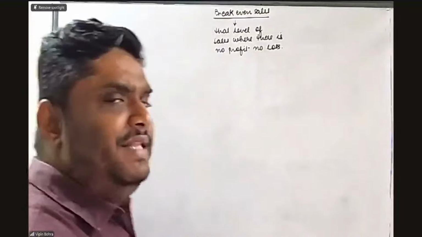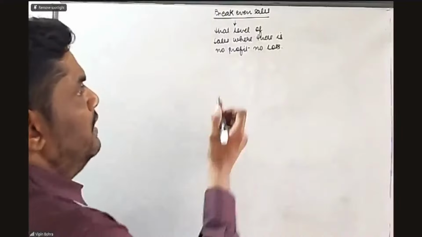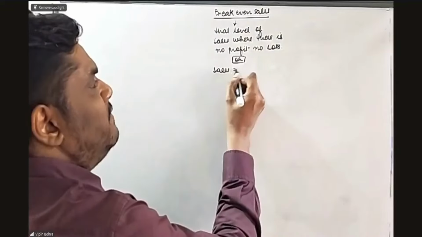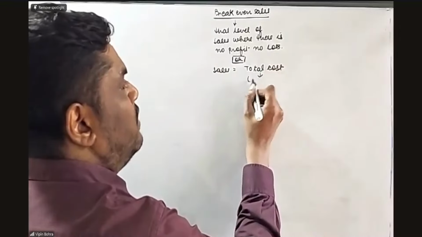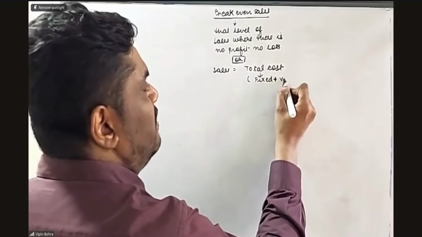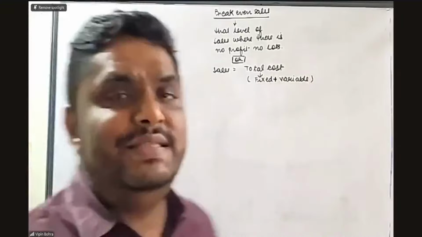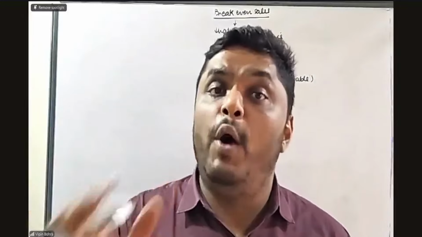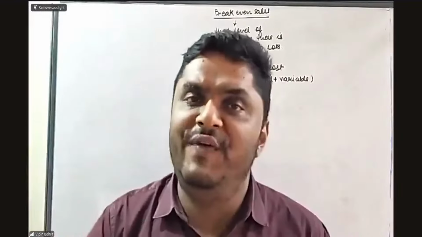So in short, we can say there is no profit, no loss, or we can say profit or loss is zero. Alternatively, we can say the level of sales where the sales is equal to total cost. And when talking about total cost, it is what? Fixed plus variable. So break-even sales is the level of sales where there is no profit, no loss, or the point where sales is equal to total cost. Total cost is fixed plus variable.